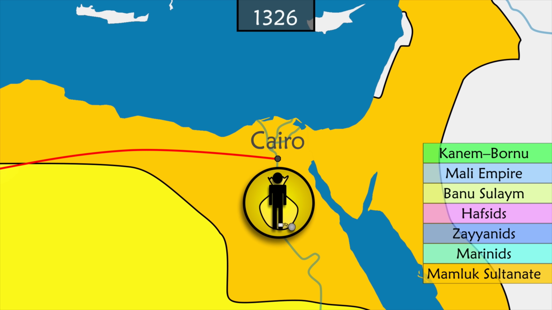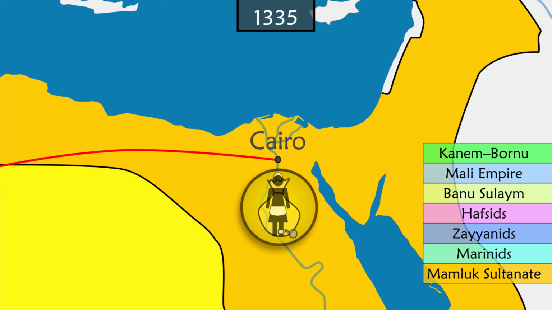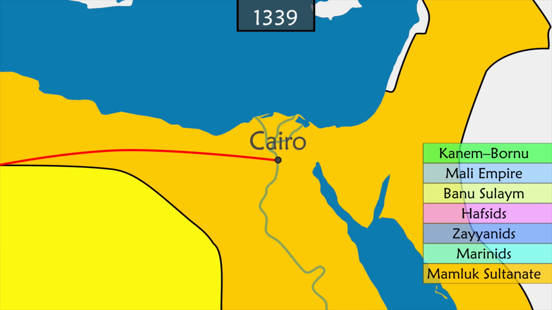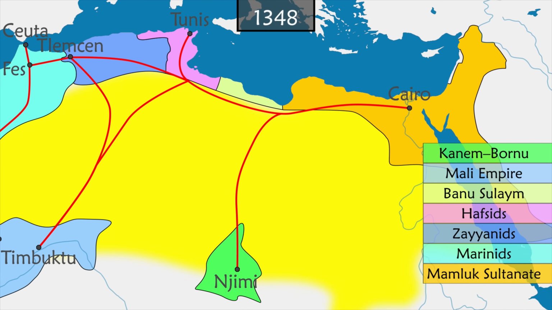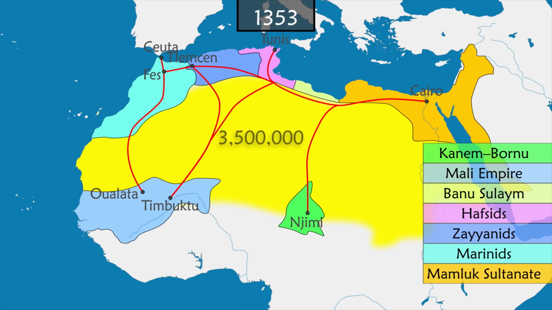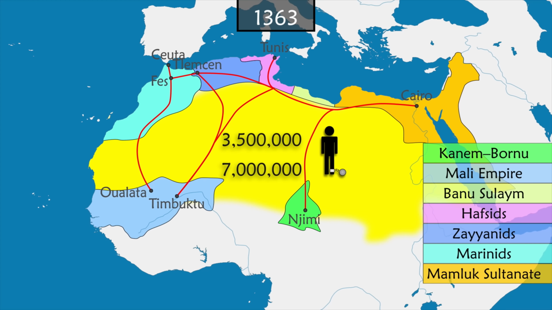The majority of slaves are women who become servants or concubines. Owning a slave raises the prestige of a family, so demand increases and the trans-Saharan slave trade grows. It's estimated that between 3.5 and 7 million slaves passed through these routes over 1,000 years.